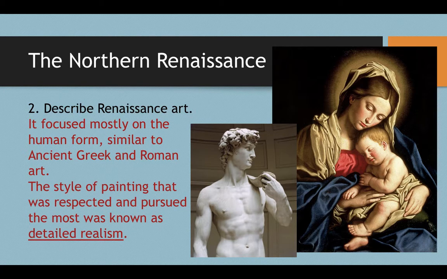And the style of painting and the style of sculpture that was both respected and pursued during the Renaissance was called detailed realism. Detailed realism, trying to get as detailed of an image as we can of the human form and trying to make it look as realistic as possible. So there were no cameras back then, there were no photographs, but these days we might say the purpose of detailed realism is to make it look as much like a picture, like a photograph, as you can without actually taking a picture of it.